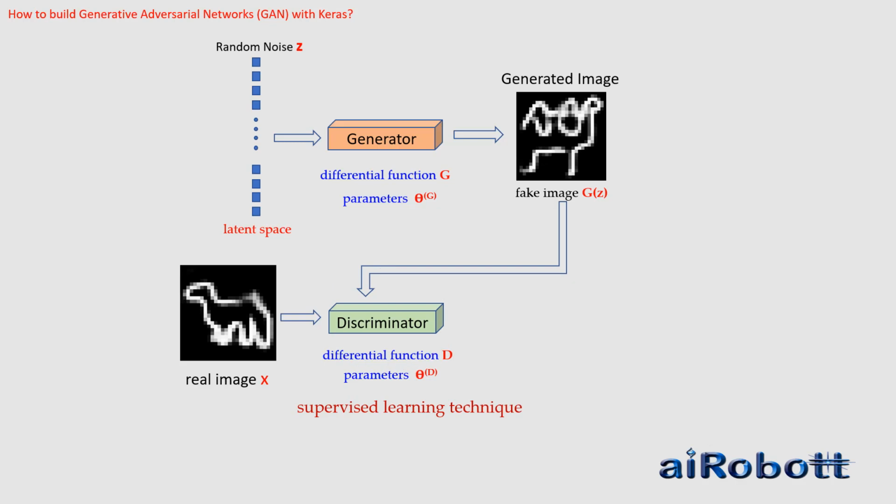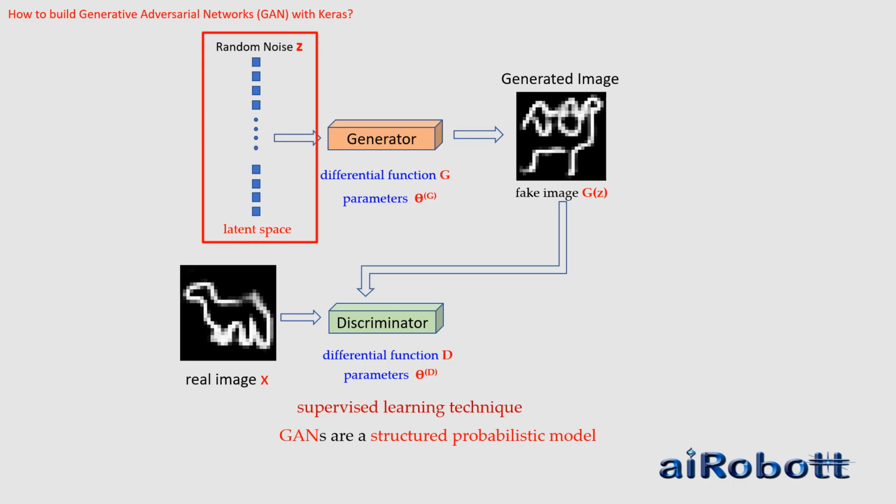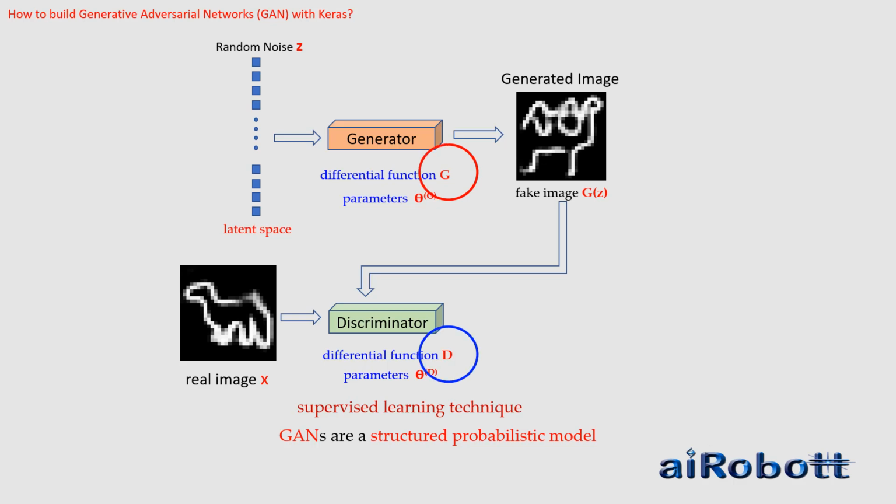To succeed in this game, the generator must learn to make fake samples that are indistinguishable from real samples. Formally, GANs are a structured probabilistic model containing latent variables z and observed variables x. These two networks are represented by two differentiable functions G and D, each of which is differentiable with respect to its inputs and with respect to its parameters.